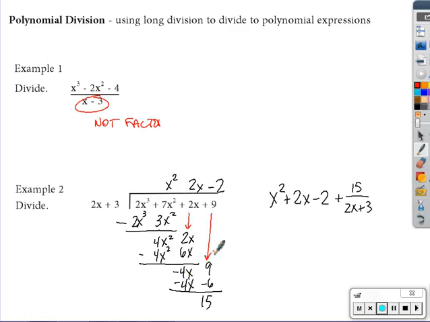Bring down my 9. Negative 2 times 2x is negative 4x. Negative 2 times 3 is negative 6. 9 minus a negative 6 turns into adding. That gives me a remainder of 15.